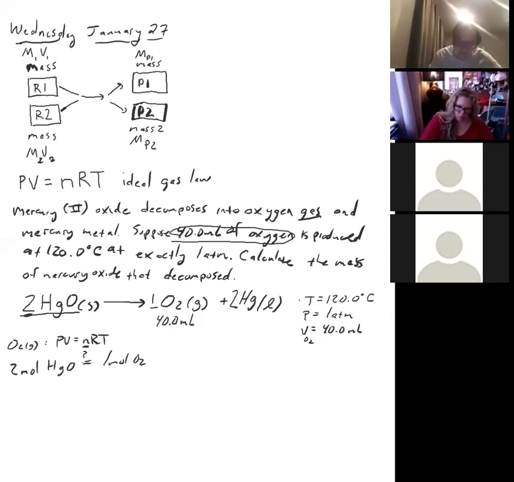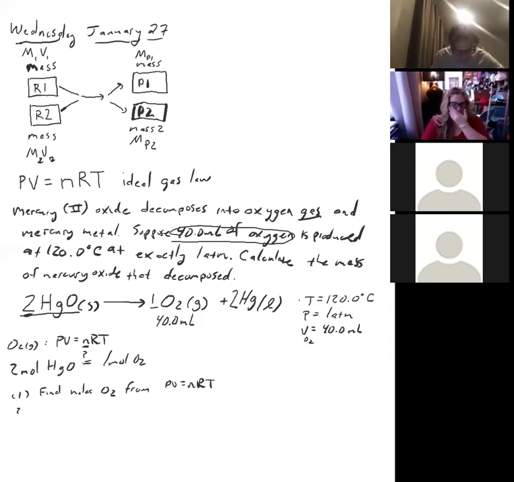So here's going to be the strategy. Step 1, find the moles of O2 from PV equals nRT. Remember, the ideal gas law is only valid for gases. It's not valid for solids or liquids. So we can't use PV equals nRT to do anything with HgO. We can only do it for the gases in the problem, so that would be O2.